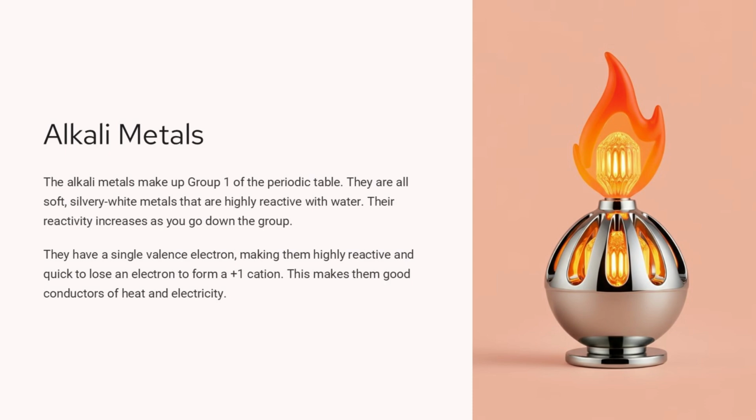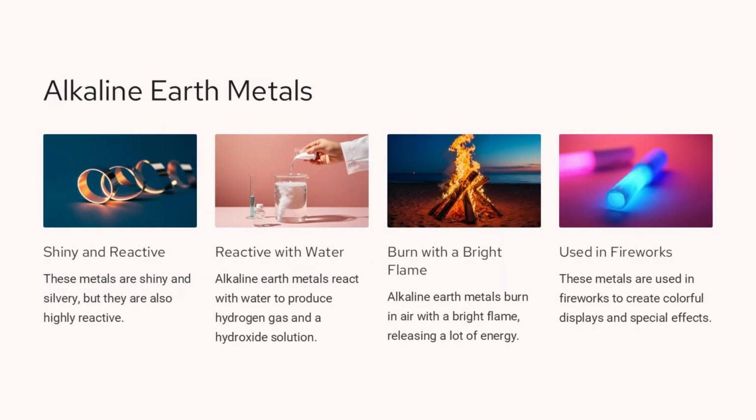The image shows a shiny metal sphere, representing an alkali metal with an orange flame at the top, symbolizing the reactivity of these elements. The alkaline earth metals are a group of highly reactive metals that have a shiny, silvery appearance. These metals are so reactive that they will actually react with water, producing hydrogen gas and a hydroxide solution.